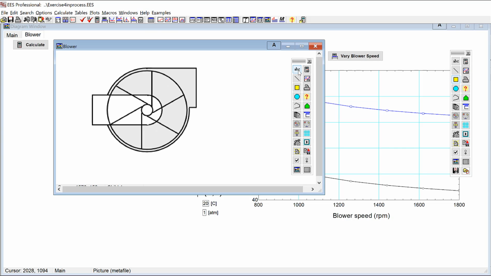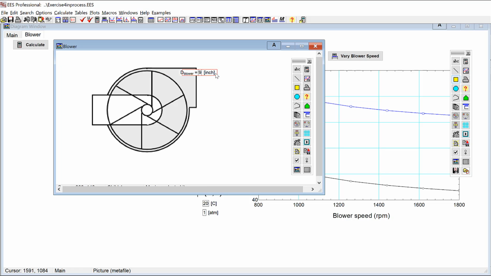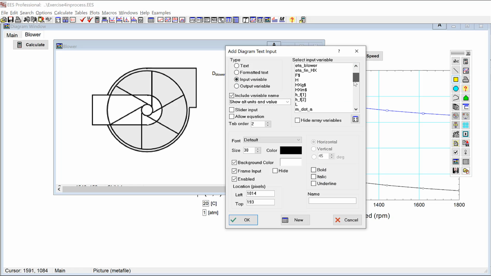And then we will add input variables that will allow us to set the diameter. Let me put that over here. And also will allow us to set the speed. So that's N blower set, if you recall.